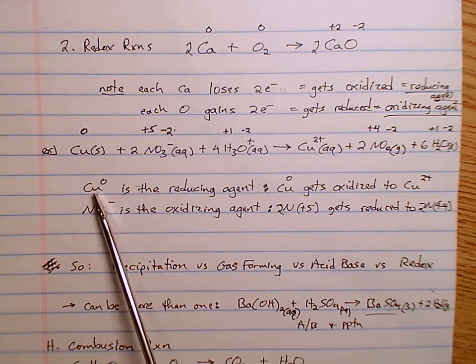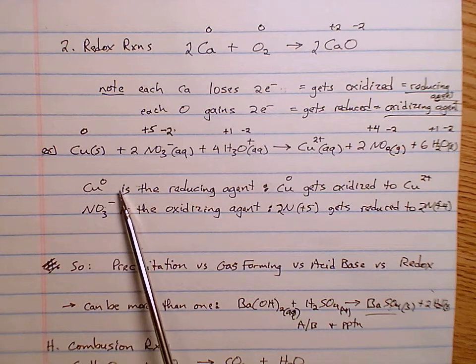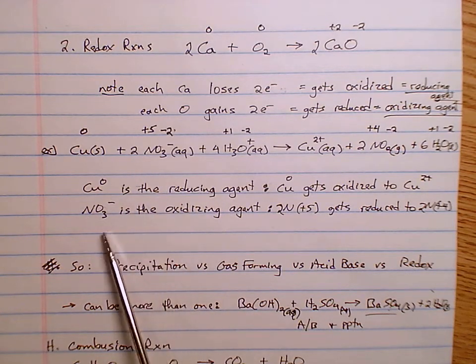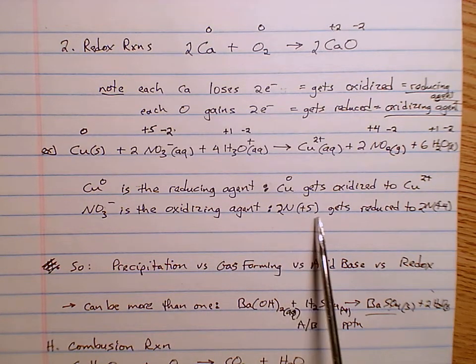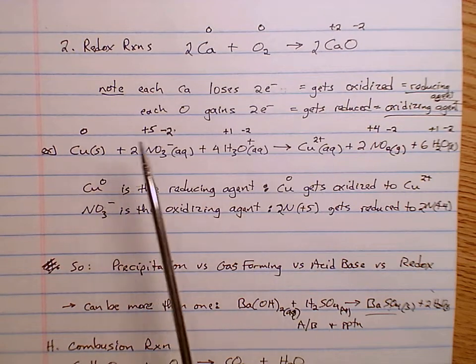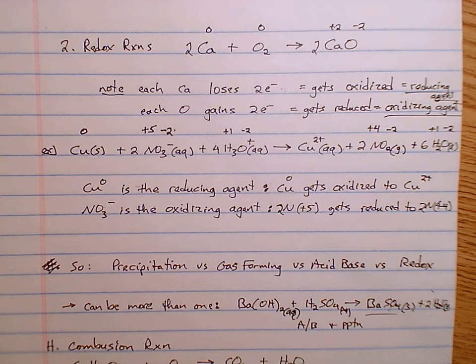So copper is a reducing agent since it gets oxidized. We say the nitrate is the oxidizing agent because the nitrate gets reduced. The 2 nitrogens get reduced from 5 plus to 4 plus. 2 electrons find their way from the copper to the nitrogen.